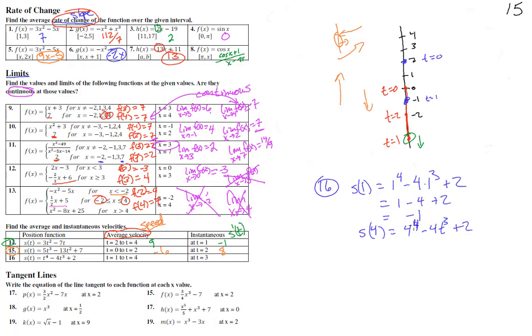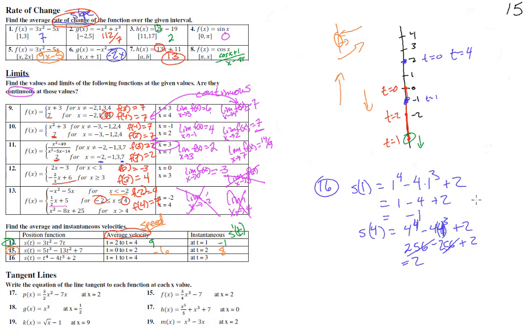So 4 to the 4th is 256. Oh, this is 4 times 4 cubed. So that's minus 4 times 64, which is 256. Oh, look at that. They just canceled out. That's nice. And we get 2. So at time t equals 4, he's right back where he started from.